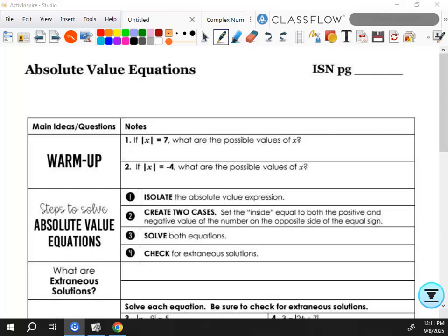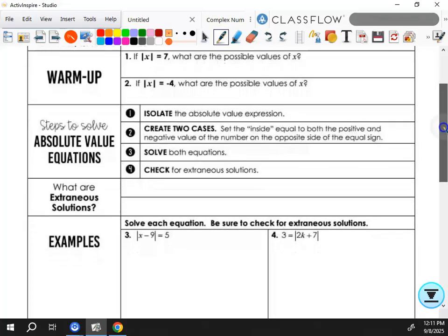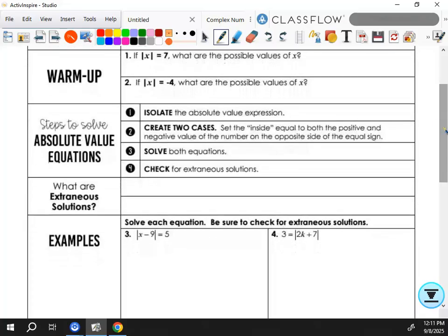Absolute value equations. Those came up when you were going through some of that SAT stuff, so we've talked about it maybe a teeny tiny bit, but I just want to make sure I hit some of the do-this, don't-do-this kind of things. So on number 1, it says if the absolute value of x equals 7, what are the possible values of x? What could x be?